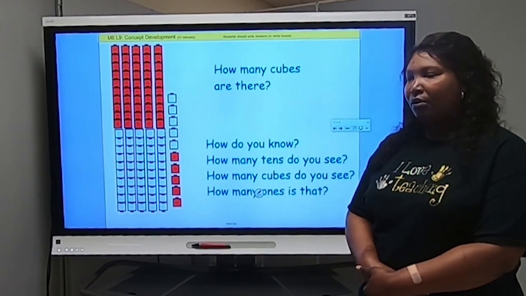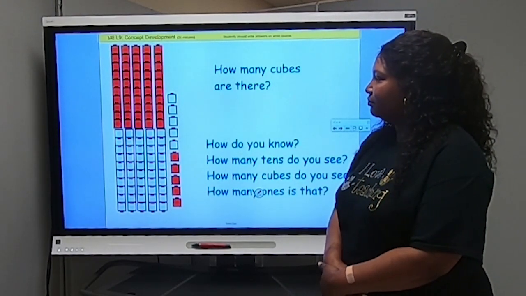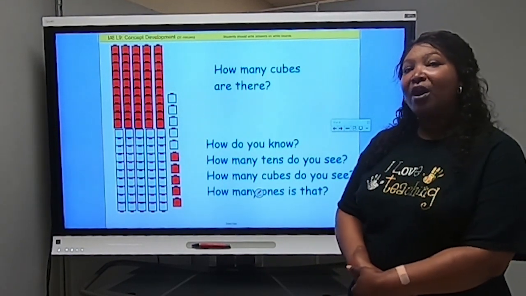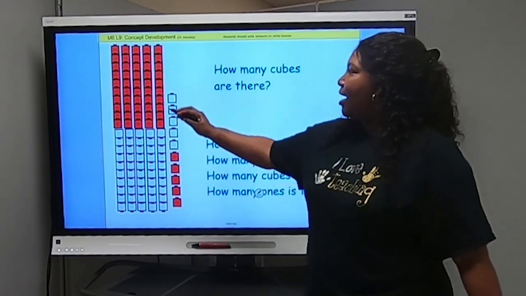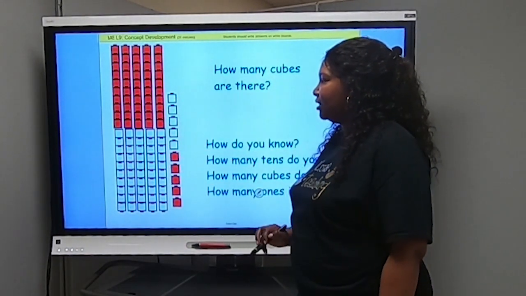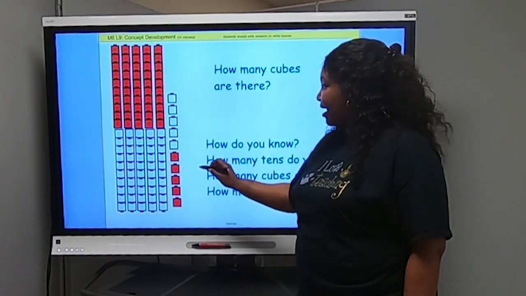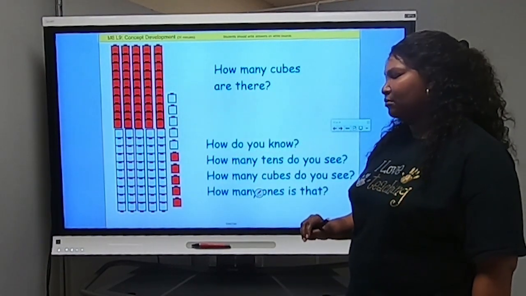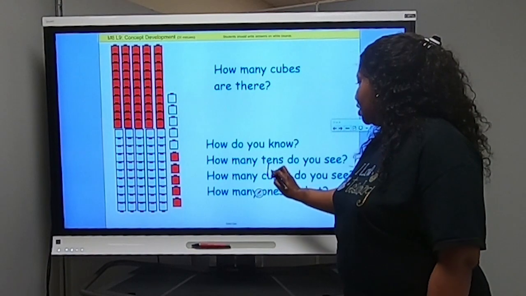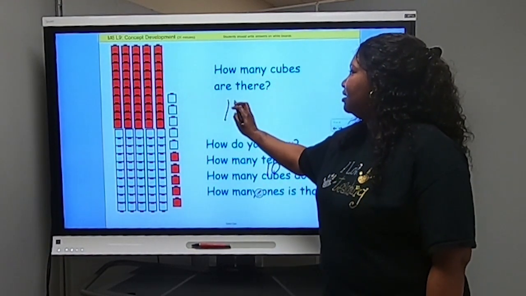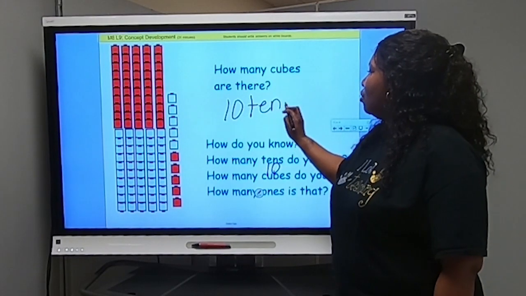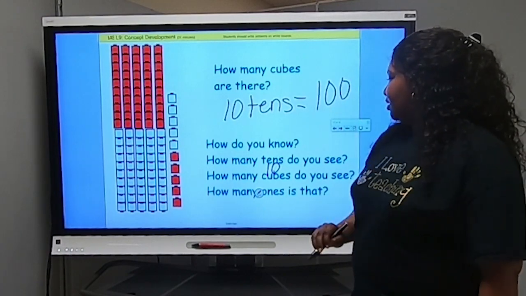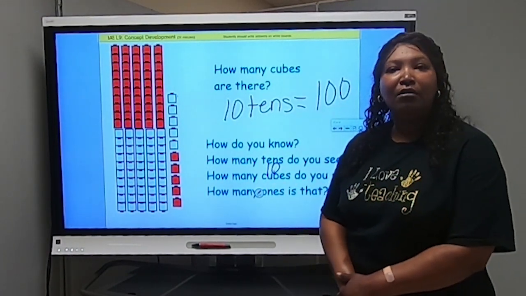110. Wow. Okay. How did you know that so fast? Yes, they're arranged in 5 groups. Okay, so you have 5 tens at the top, 5 tens at the bottom, 5 ones, and 5 ones at the bottom. So how many tens out of 110 do you see? 10. Good job. And we all know that 10 tens equal what? 100. Awesome. Okay, so how many cubes are there in all?